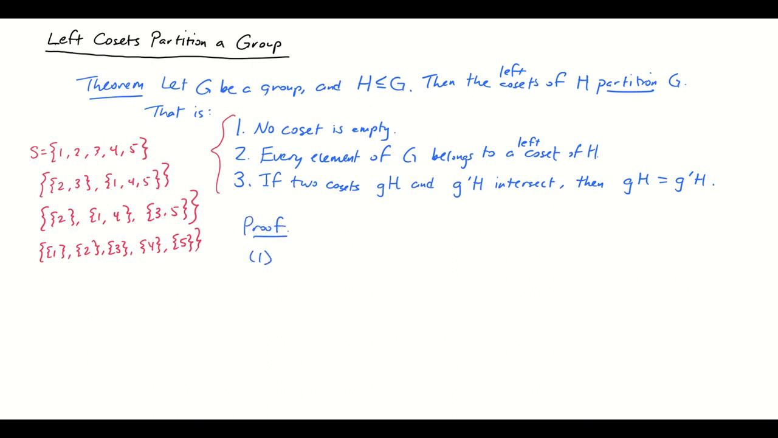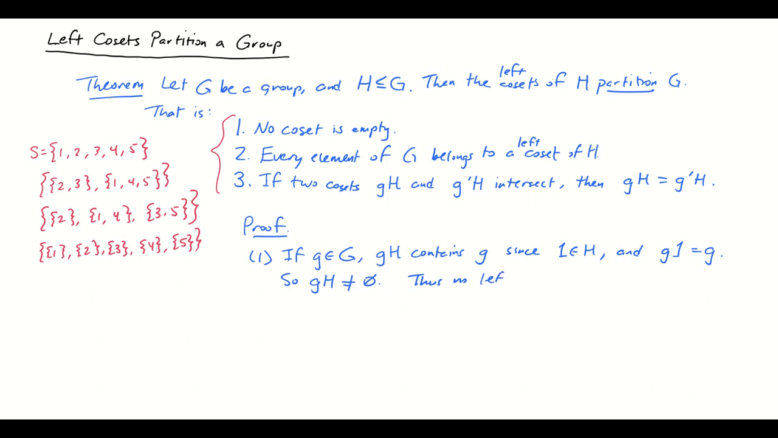So first of all, we know that no coset is empty because if g belongs to G, that is, if I take any left coset at all, this coset contains g, since the identity belongs to H, and g times that is g. Okay, so gH is non-empty. Thus, no coset is empty. No left coset is empty.